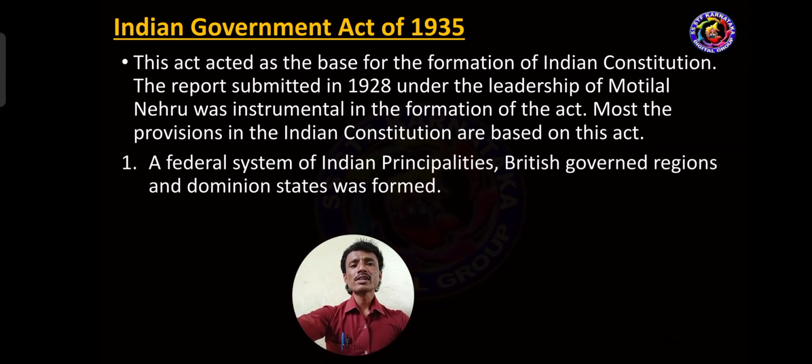And dear students, a federal system of Indian principalities. What is the meaning of federal? Relating to a system of government in which several states are involved. Federal means different states having different governments: one government at the state level and one government at the central level. Federal means two types of government. Indian principalities means Indian territories.